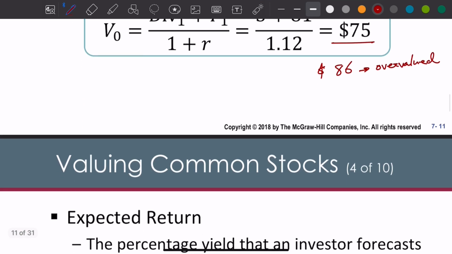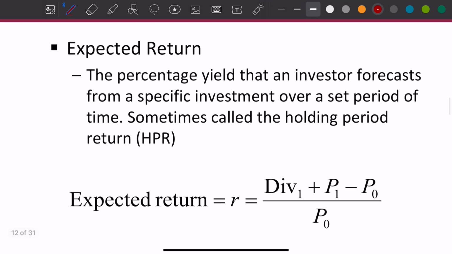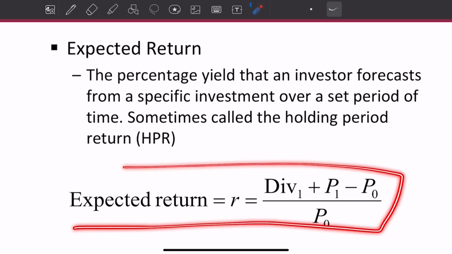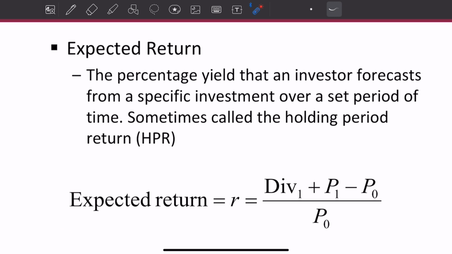Okay, moving on. We also need to learn how to calculate the expected return on a stock investment, and that is calculated by the following formula. It represents the percentage yield that an investor forecasts from a specific investment over a set period of time. That's why it's also called the holding period return, HPR, because it does not really take into consideration how long the investor has kept the stock for.